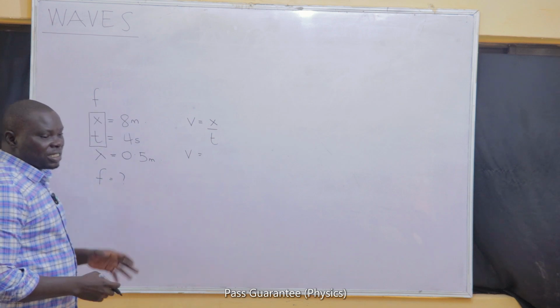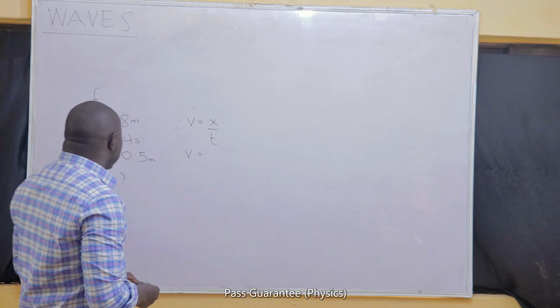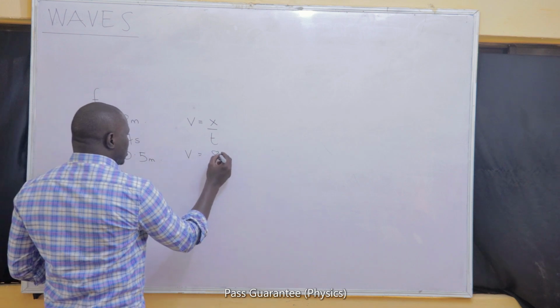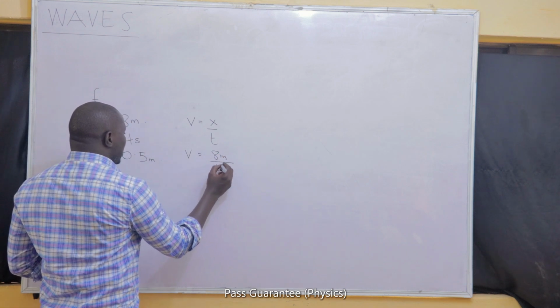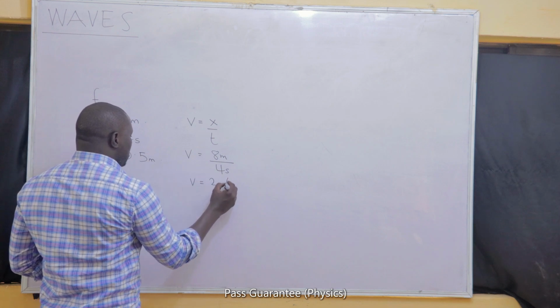The velocity is the distance over the time it took to travel that distance. The distance given in this case is 8 meters, and the time it takes to travel that distance is 4 seconds. The velocity, therefore, will be 2 meters per second.